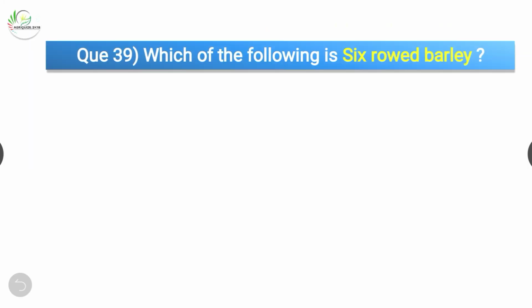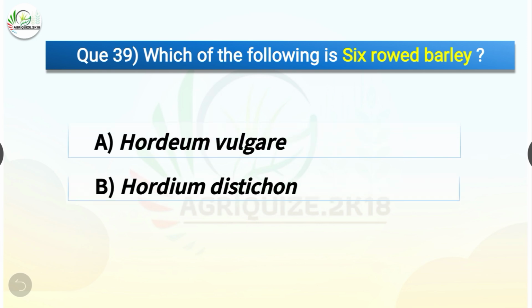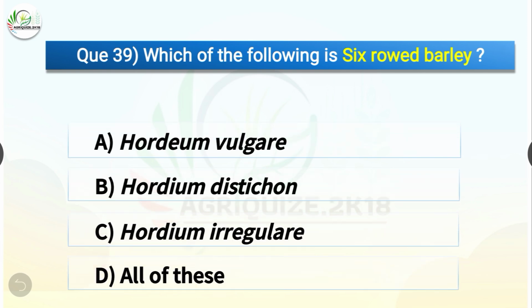Question number 39. Which of the following is 6-rowed barley? The options are Hordeum vulgare, Hordeum distichon, Hordeum irregulare, or all of these? The correct answer is option A, Hordeum vulgare. So Hordeum vulgare is the 6-rowed barley. 6-row barley has a higher protein content and is more suited for animal feed, whereas 2-row barley has a higher sugar content and is thus more commonly used for malt production.